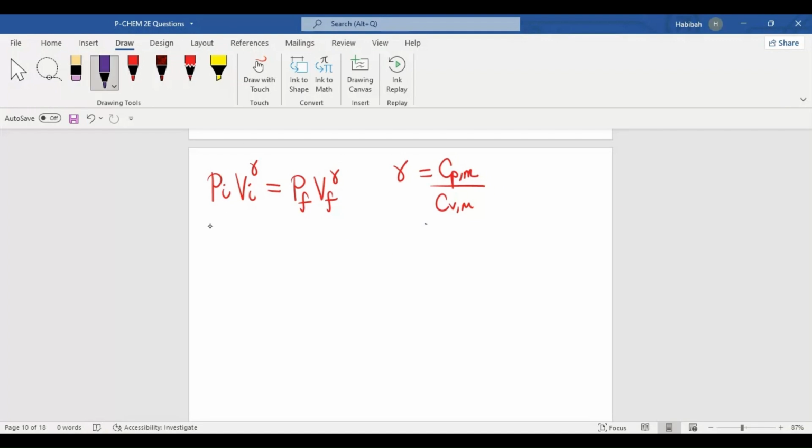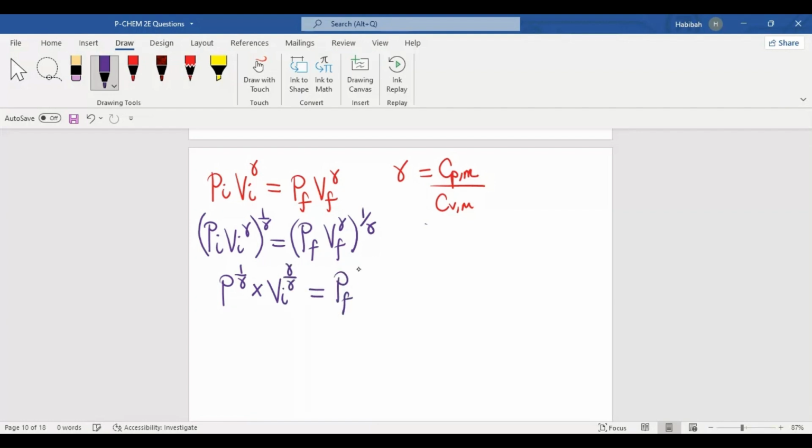So what I'm trying to say is this. Let me just explain it this way. I think that would be better. So P final, V final, gamma. You can just make sure you put everything here raised to the power of 1 over gamma. And I think that would sort it out. So raise this one as well to the power of 1 over gamma. When you do that, what you end up with is P initial raised to the power of 1 over gamma times V initial gamma divided by gamma equals P final raised to the power of 1 over gamma.